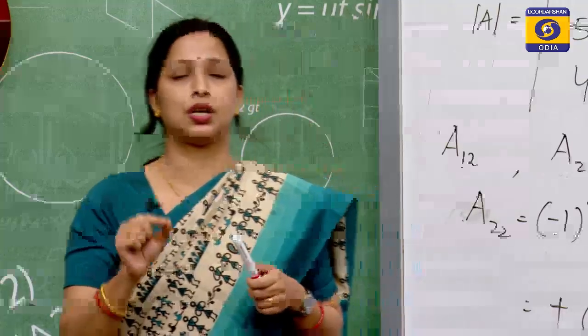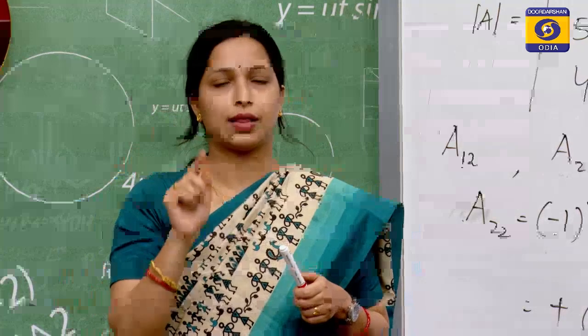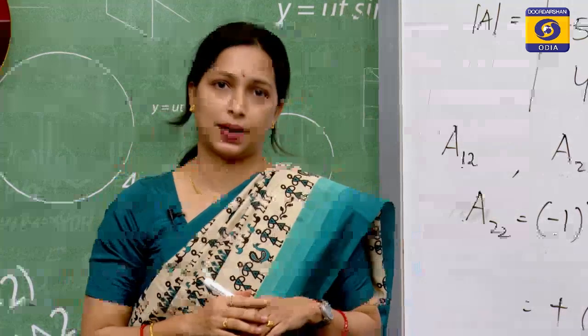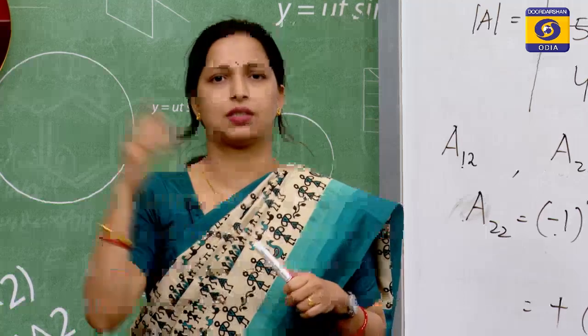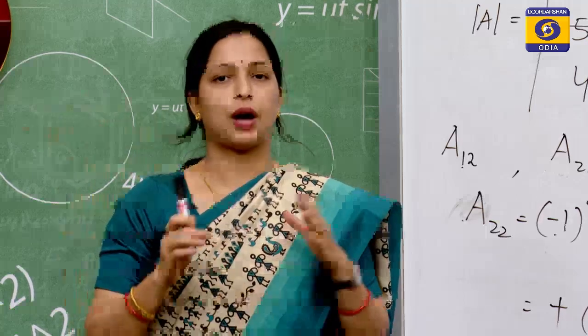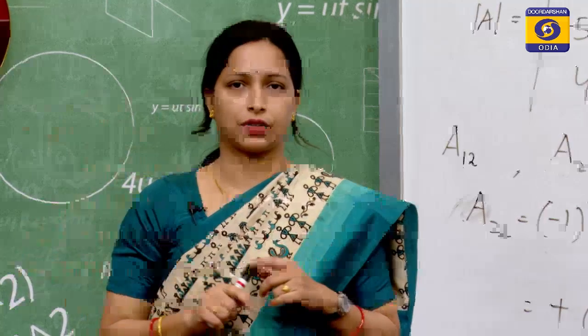Now, let us say for example A22. A22 means 2 plus 2, 4, that means the positional sign must be plus, must be positive. So, the sign will change to plus and whatever the value of the minor. So, you have to take into consideration the position when it comes to cofactors, right.